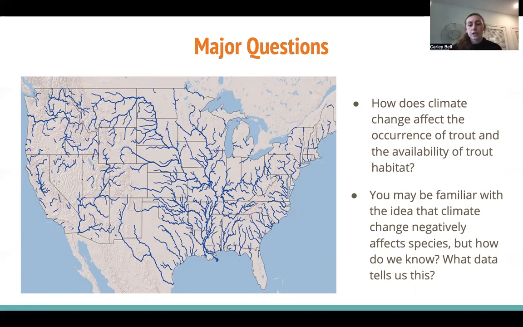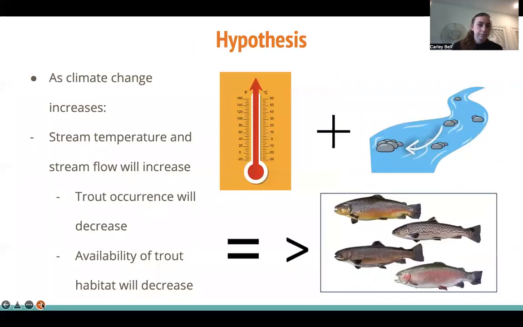Now, the next question is, you may be familiar with the idea that climate change negatively affects different species, but how do we know that? What data actually tells us that climate change is bad for us or bad for trout? And so we're going to get into all of that in this study.